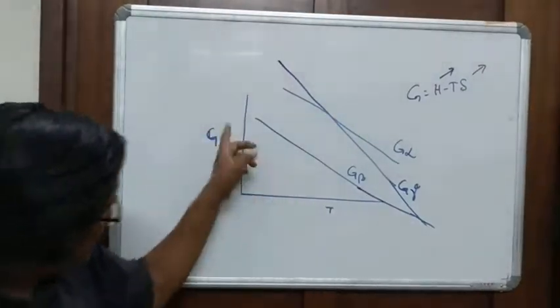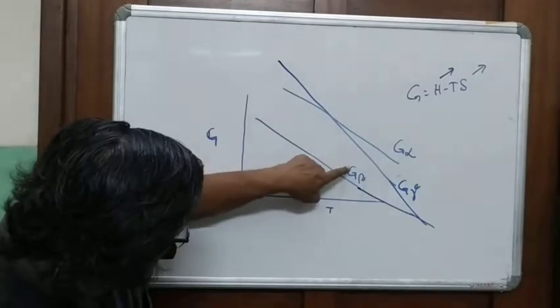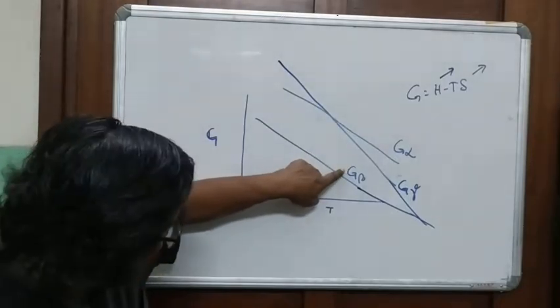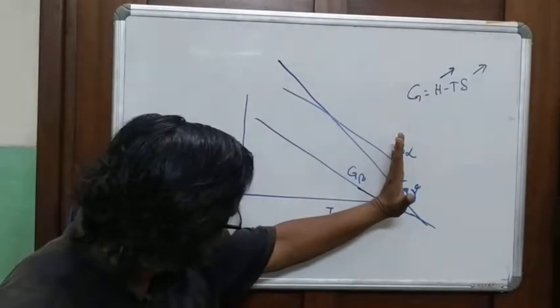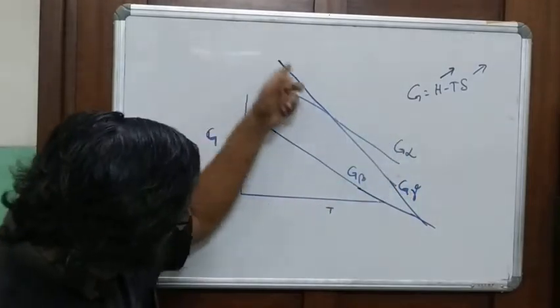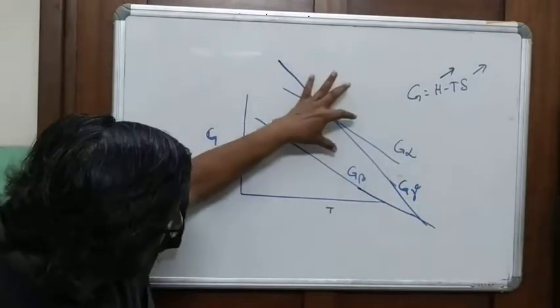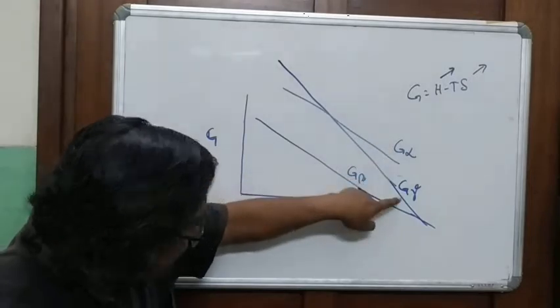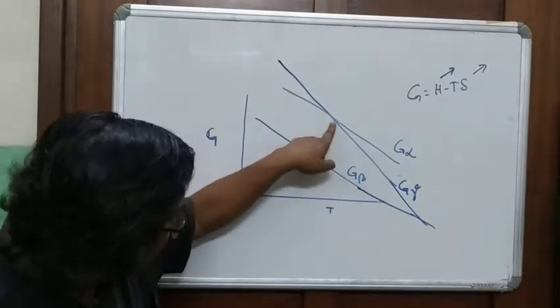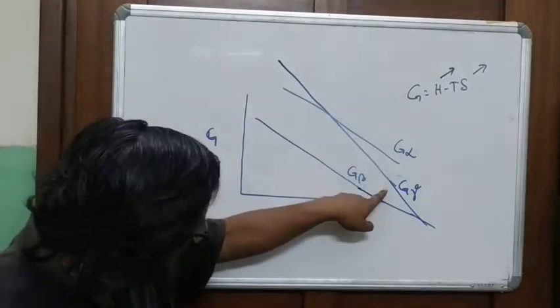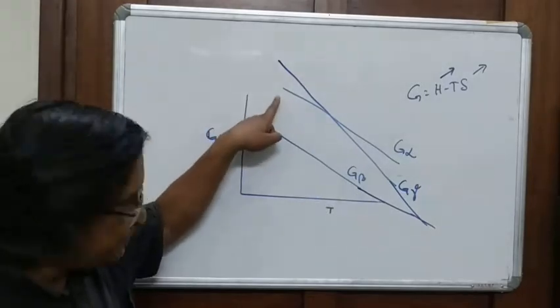I will repeat. We showed the temperature here. G beta has a lower free energy than G alpha for the temperature range. Then I drew another equation, G gamma. And you can see between alpha and gamma, gamma has the lower free energy on this side. So gamma should be stable. Above this, beta should be stable.